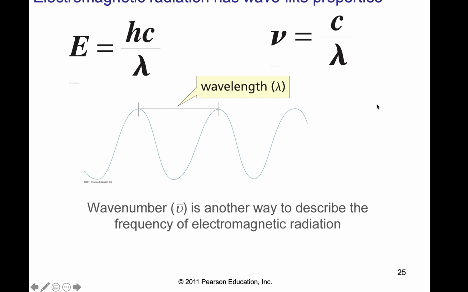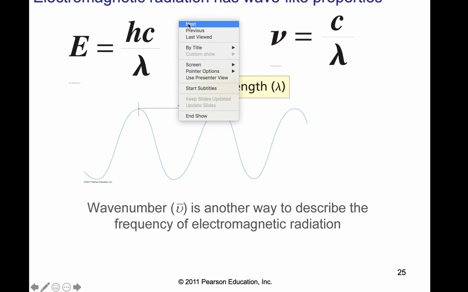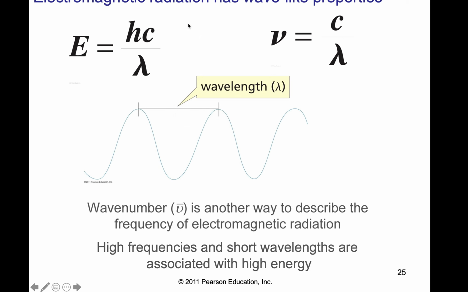Now, in infrared we use a term, a value, wave number. That's actually reciprocal wavelength, and it's another way to describe the frequency of electromagnetic radiation. And in infrared, that's what they use. Most infrared people are using reciprocal wave numbers, but some do use the wavelength in microns. I use wave numbers myself, but normally you'll see both on a spectrum. Singular spectrum, plural spectra. Now, high frequencies and short wavelengths are associated with high energy.